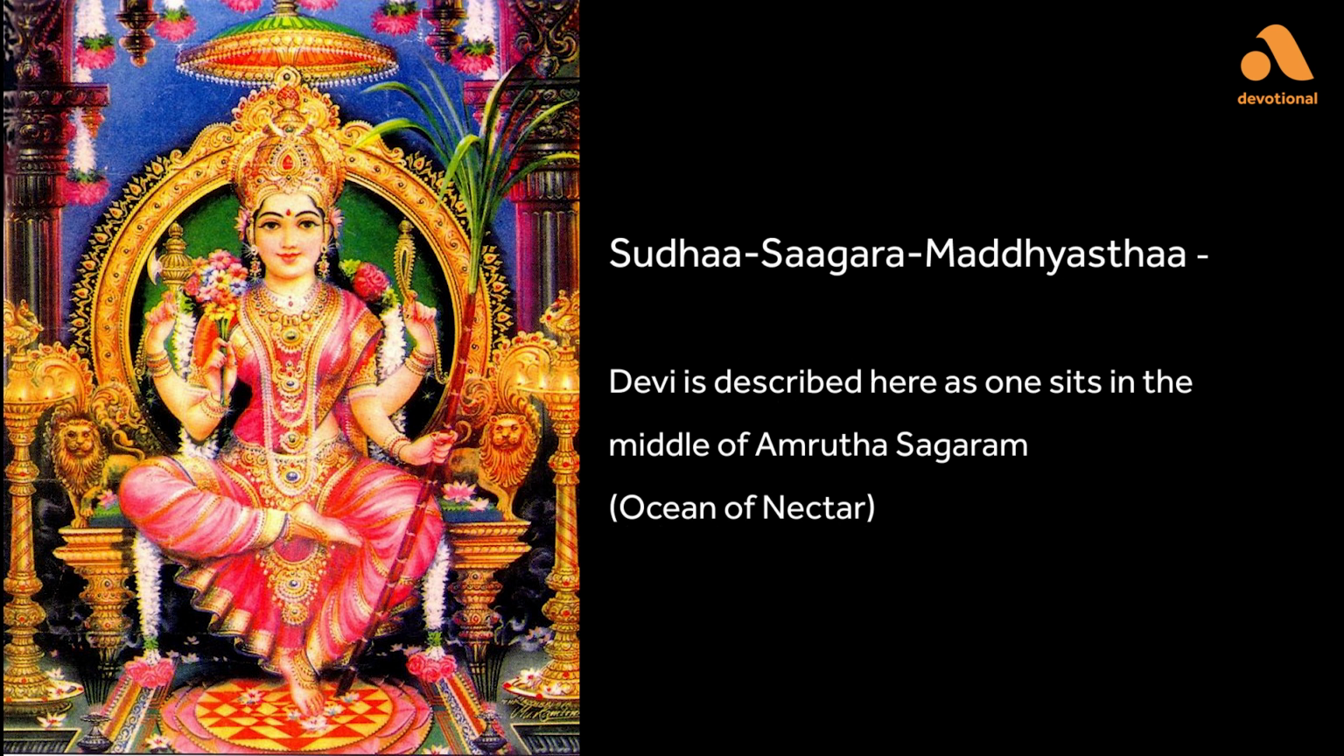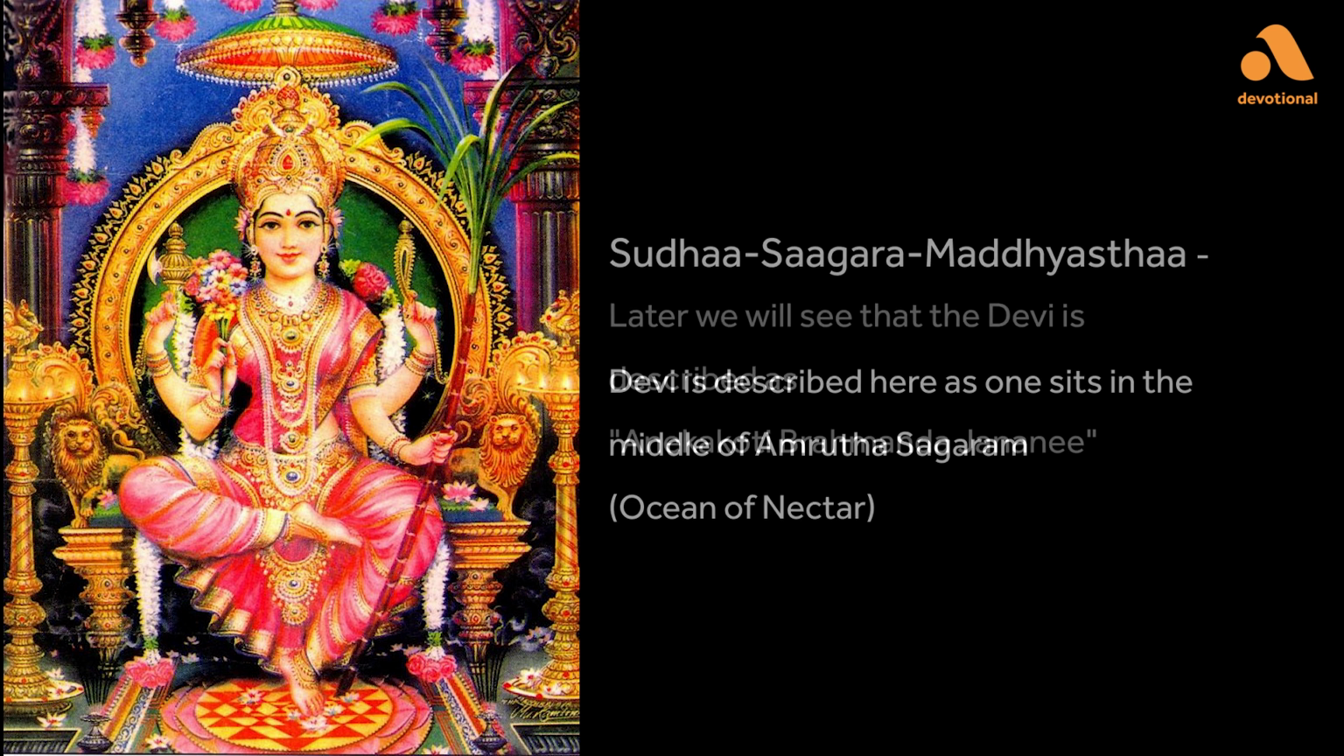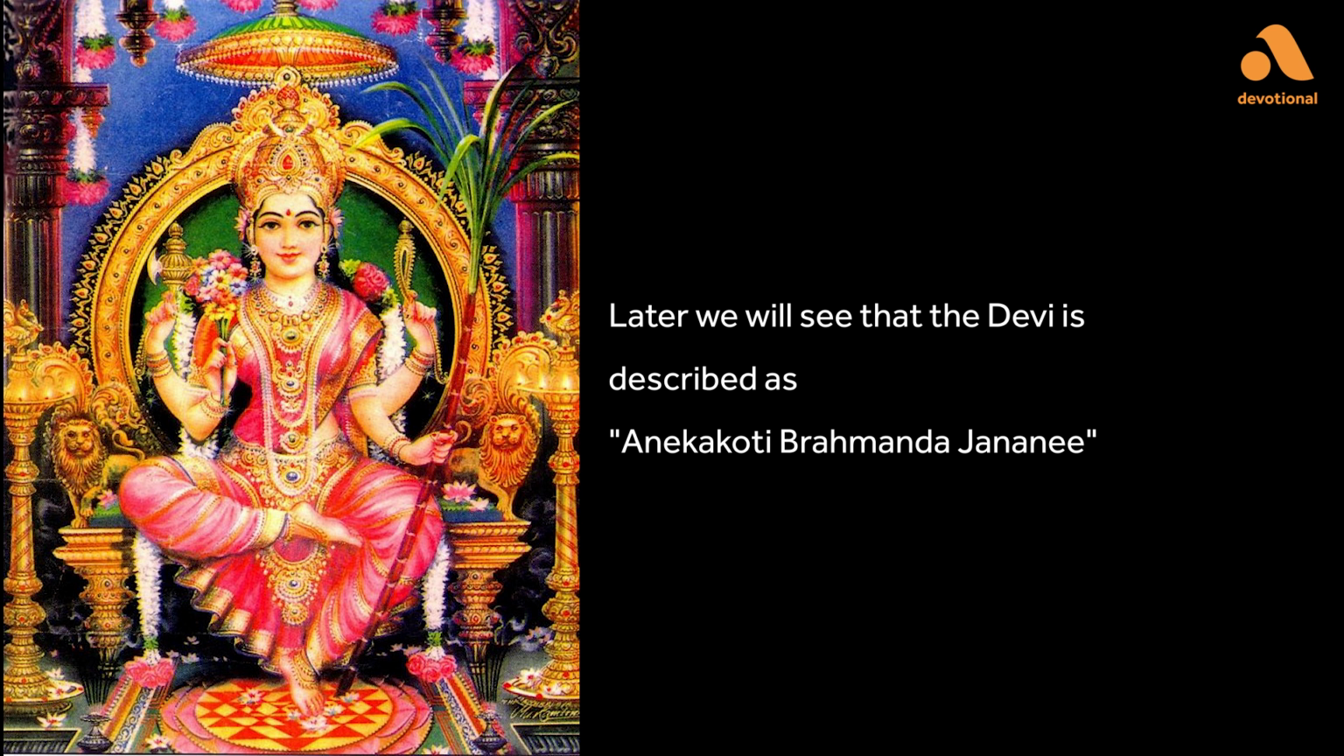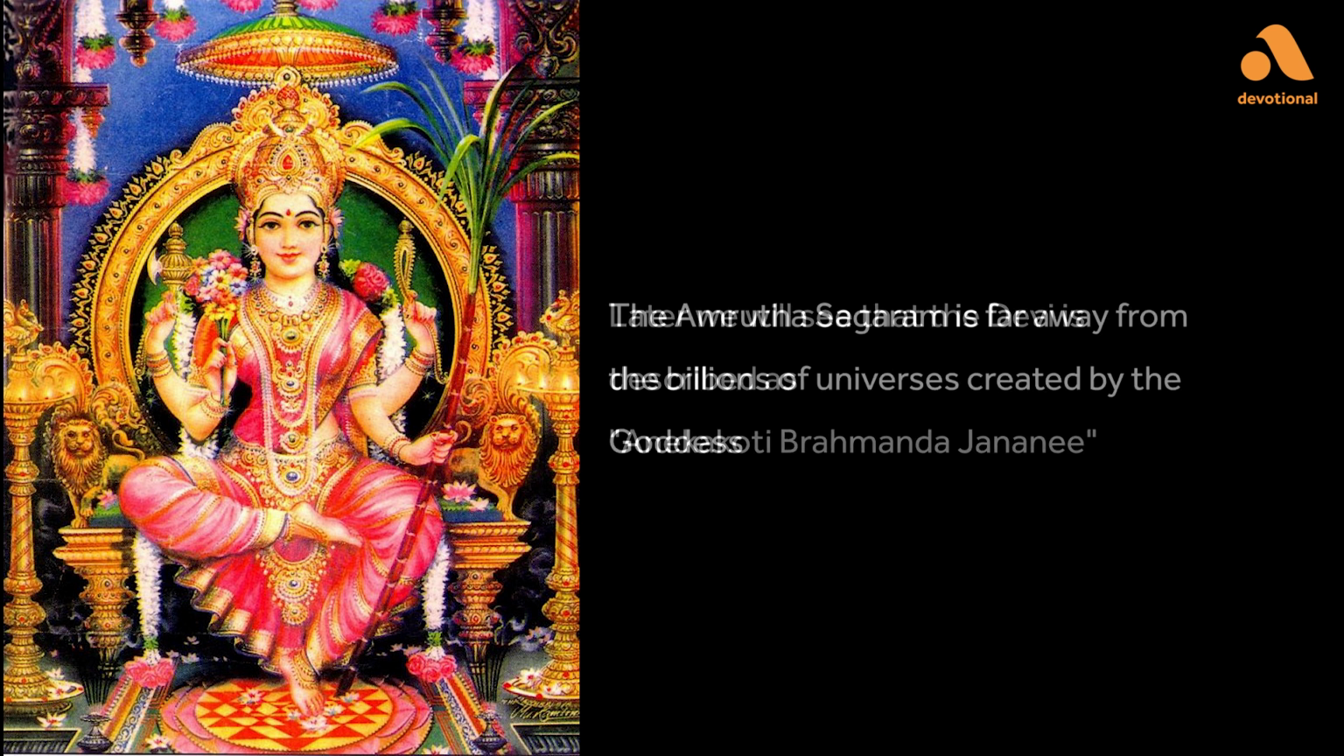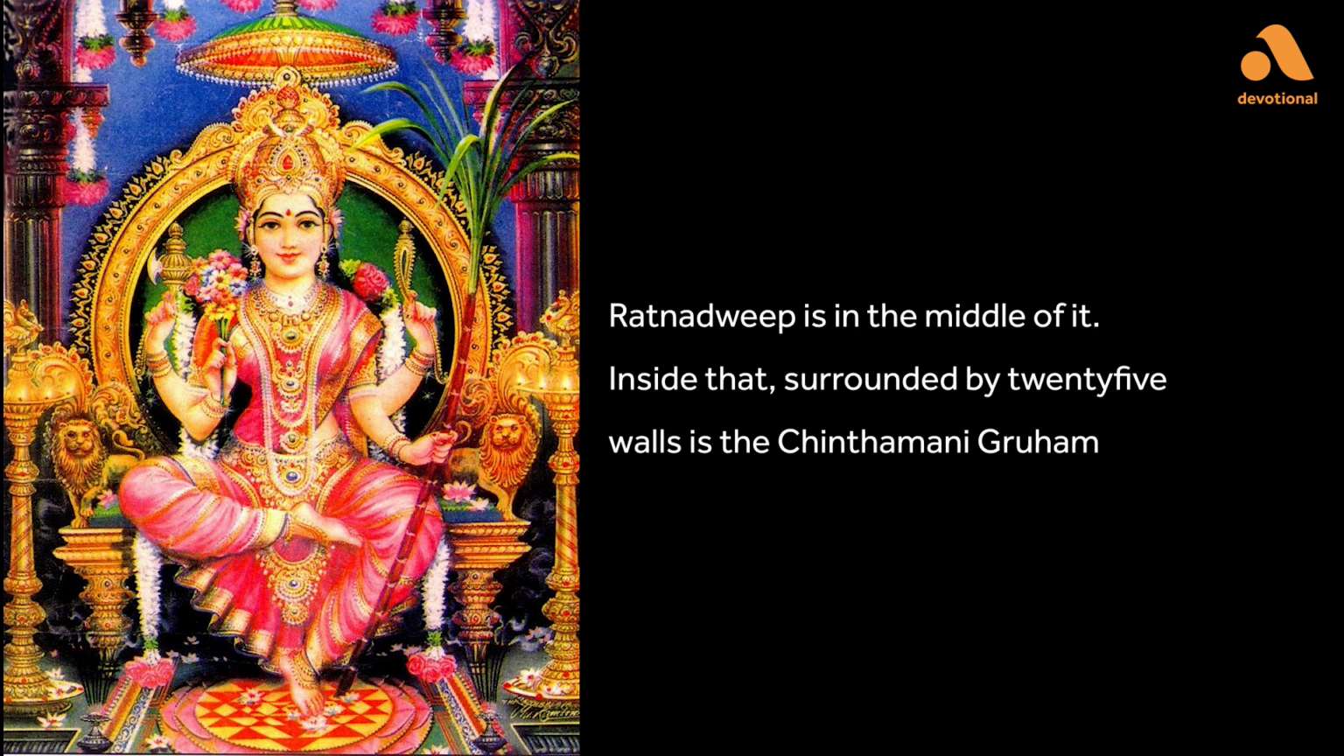Sudhasagara Madhyastha. Devi is described here as one who sits in the middle of Amritasagaram, that is the ocean of nectar. Later, we will see that Devi is described as Aneka Kodi Brahmanda Janani. The Amritasagaram is far away from the billions of universes created by the goddess. Ratnadvip is in the middle of it. Inside that, surrounded by 25 walls, is the Chintamani Griham.